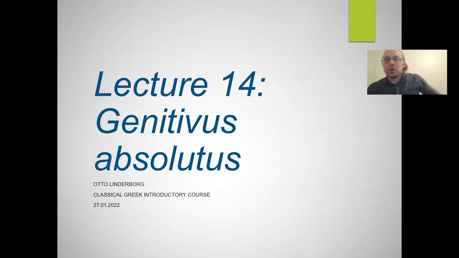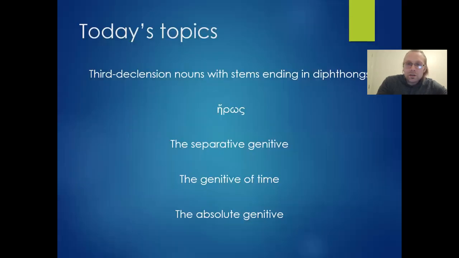All right, so welcome to the 14th lecture of my classical Greek introductory course. And today we are going to overview the last paradigms for the inflection of nouns. We are learning the paradigms for nouns with the stem ending in a diphthong in the nominative singular. The examples we will look at especially are Basileus, which means king, and Zeus.